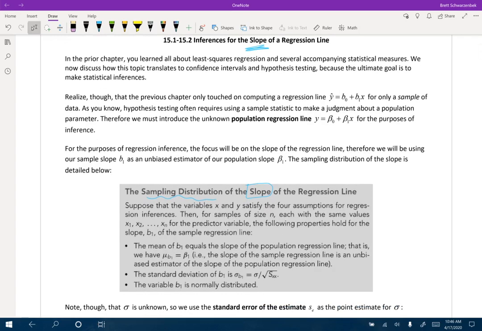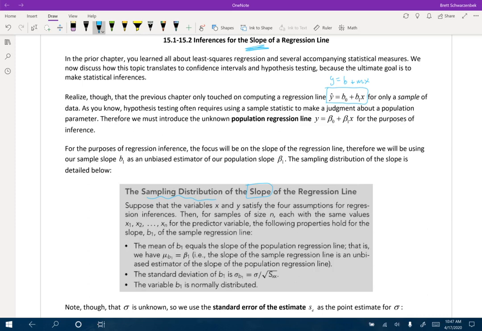Recall that our original formula for the equation of a regression line is y hat equals b sub 0, the y-intercept, plus b sub 1, the slope, times x. It's very similar to our y equals mx plus b from back in the day. Now note, this regression line is strictly for samples. We took a sample and we found the regression equation.